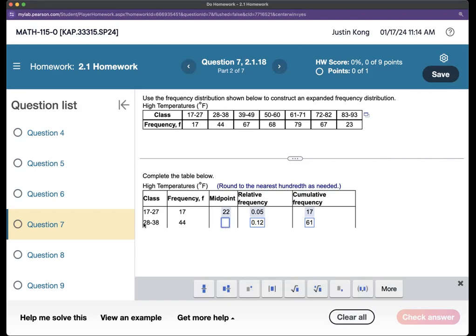Then the midpoint is halfway between 28 and 38. There's another way you can figure out the midpoint. I told you that you could add the two together and divide by 2, but you can also look at the difference between them. 28 to 38 is a difference of 10. If you take half of that and add it to the left side, or subtract it from the right side, that gives you the midpoint. Half of 10 is 5, so if I add 5 to 28, that gives me the midpoint of 33. I could have done that here too. 17 to 27 is a gap of 10, half of 10 is 5, and 17 plus 5 gives 22 that way too.